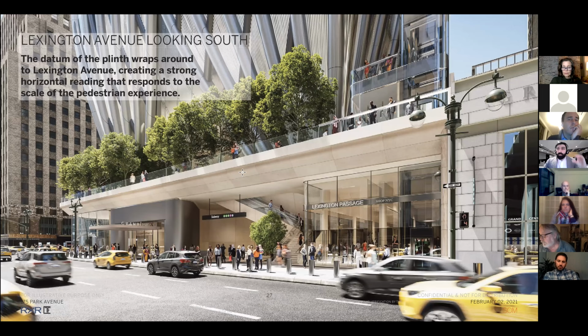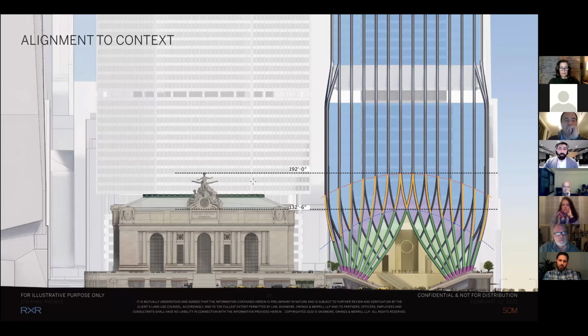That single level datum will also wrap around along Lexington Avenue. We want to make sure that that pedestrian scale follows you as you wrap around the site. It's not just on 42nd Street, but it exists on Lexington Avenue as well, along with the public realm that's going to be above it.